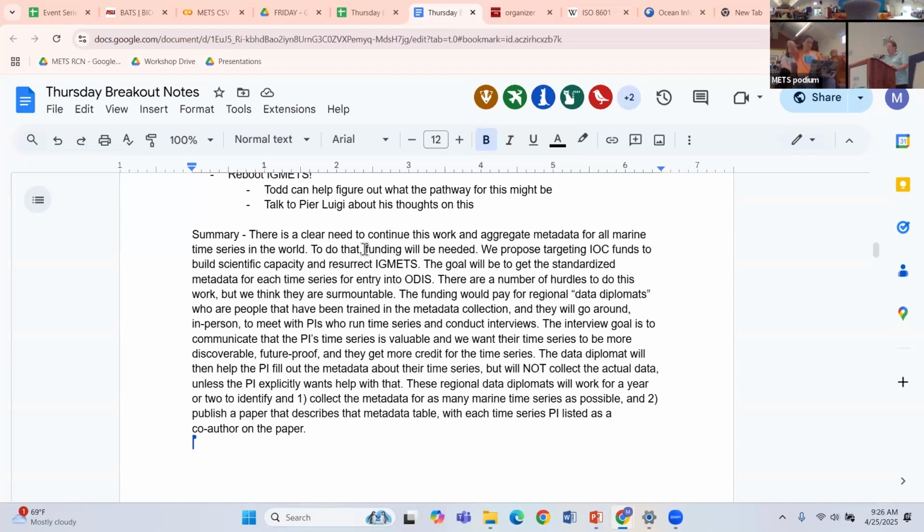Todd, you suggested IGMETS. Oh, yeah. IGMETS was an IOC UNESCO project, and IGMETS is the International Group for Marine Ecological Time Series. It already has been around to a good chunk of the community. It has an example product. If we could reinvigorate that and use that as the identity of this effort, because there are already a lot of people who know that exists, it'll encourage participation.